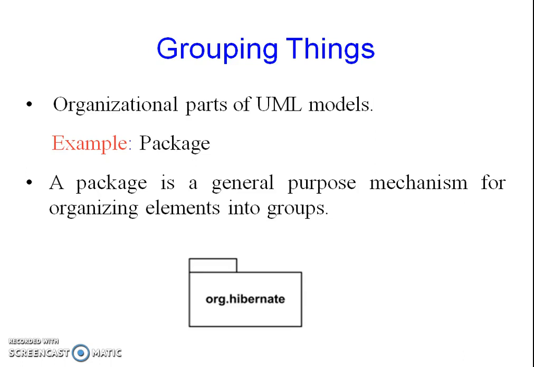The third thing in UML is the grouping things. Basically, grouping things in UML describe the organizational part of the model. For example, package. A package is a general purpose mechanism for organizing elements into groups. I can say a package is a thing to combine structural and behavioral things together. A package can be represented by a tabbed rectangle. Here org.hibernate is a package that contains many class files.